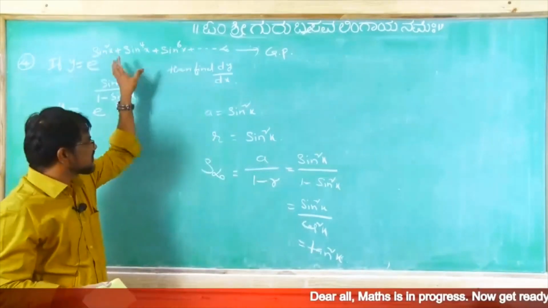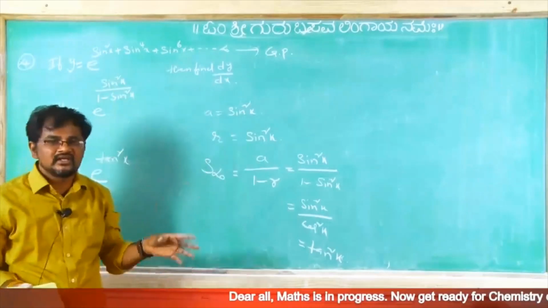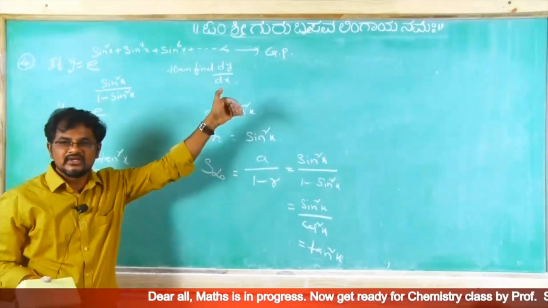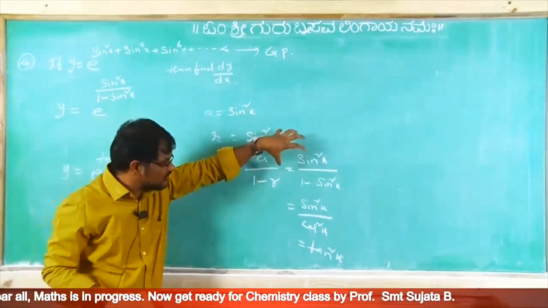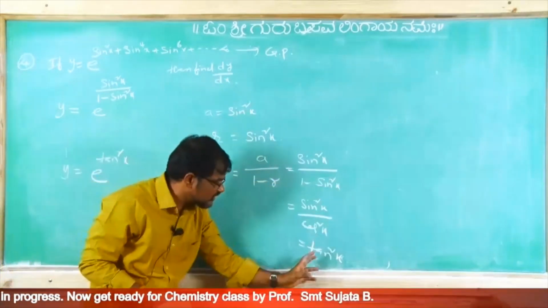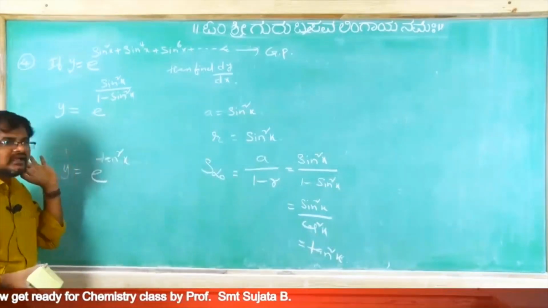If you observe this one, first term and common ratio is there. It is in GP. So the sum of infinite terms in GP is a by 1 minus r. According to that, if you substitute all the values in this one, we get e power tan square x.